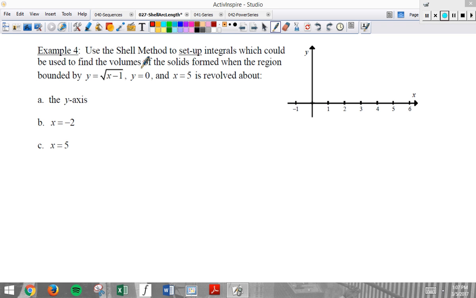So your first step is always to draw. y equals the square root of x minus 1. That's the square root function shifted 1 to the right. Something like that, a half of a sideways parabola, you may have said. Y equals 0, that's this side. X equals 5, it's right here. So let's shade this area.